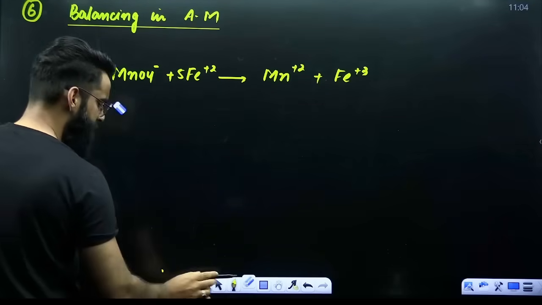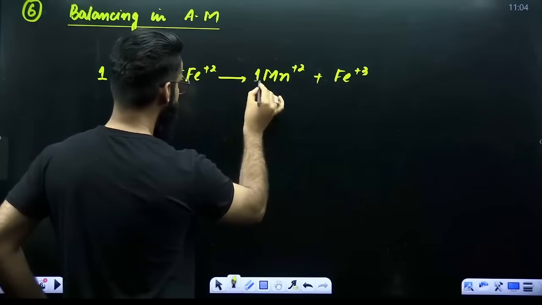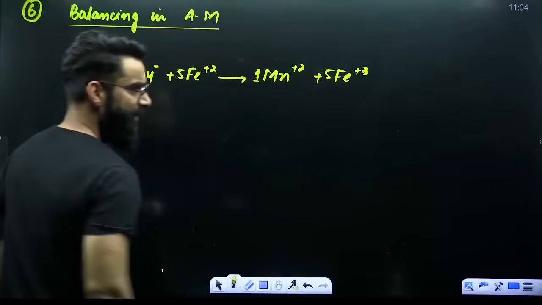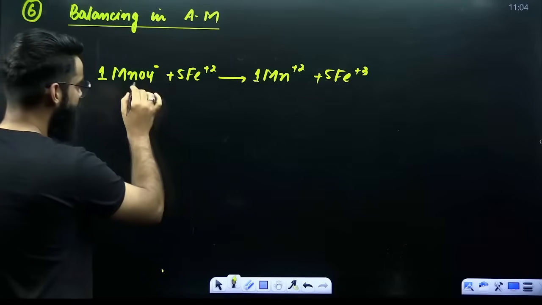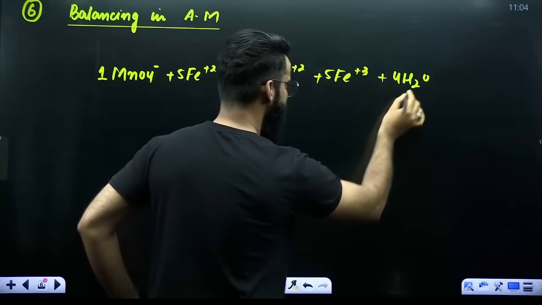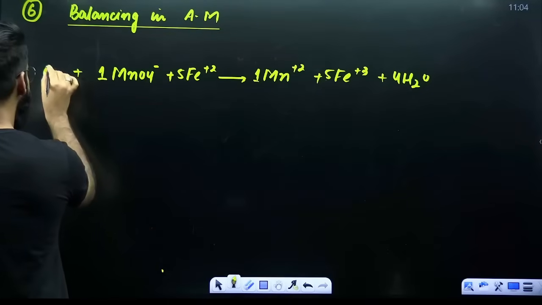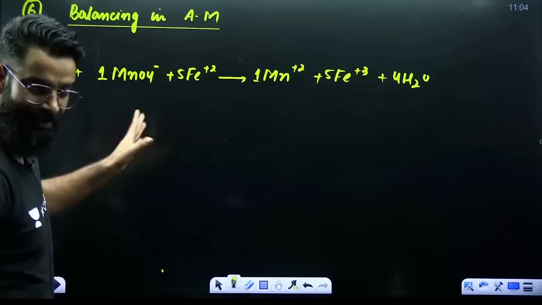After crisscrossing, balance all the atoms except hydrogen, oxygen. So 1 manganese, 5 iron, 5 iron. Now, balance oxygen with the help of water molecules. You have 4 oxygen on this side, so add 4 water molecules on this side. Now you have 8 hydrogens on this side, so add 8 H positives on this side. The reaction is balanced. You are not supposed to check it again, right? The reaction is balanced now.